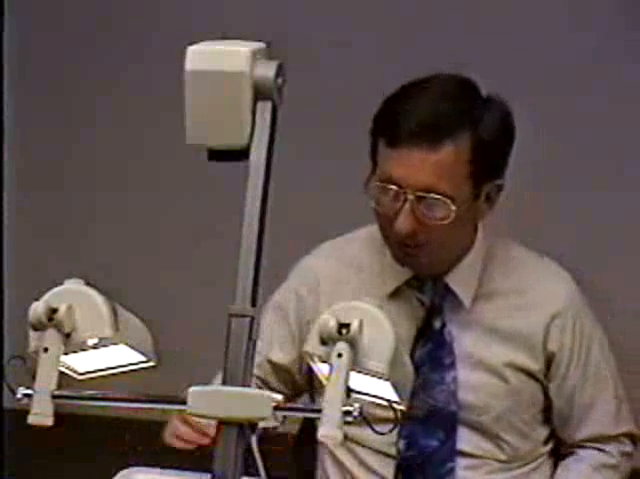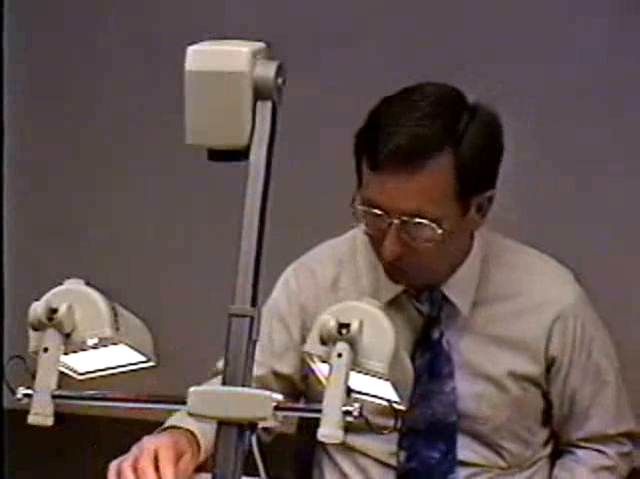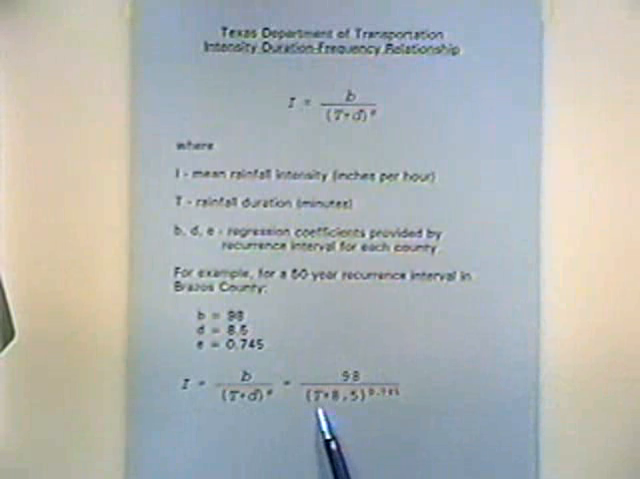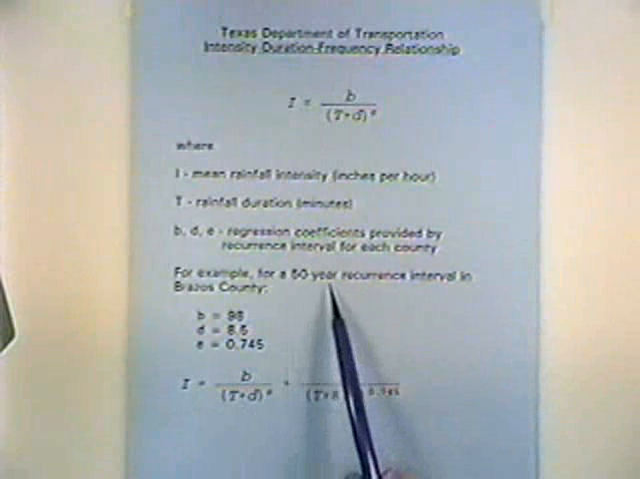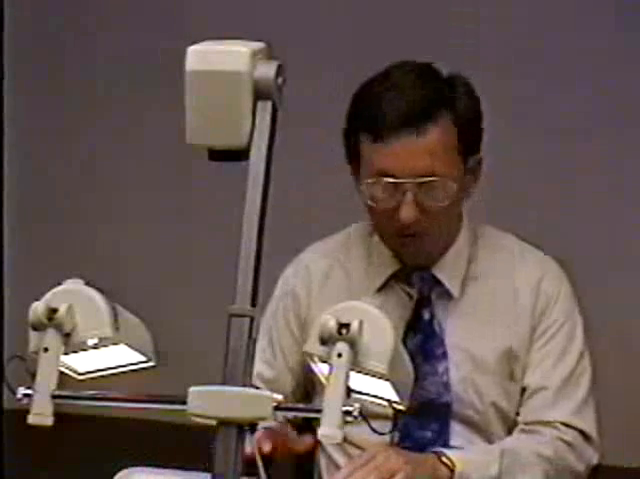And I gave some numbers because we're going to do some examples in just a bit. For a 50-year recurrence interval in Brazos County, that's where we live here in College Station, the B, D, and E are these numbers, so we plug them in, and that's our IDF relationship. For a given rainfall duration, for a 50-year recurrence interval, we can compute the mean intensity in inches per hour. And I'll need that in just a few minutes.